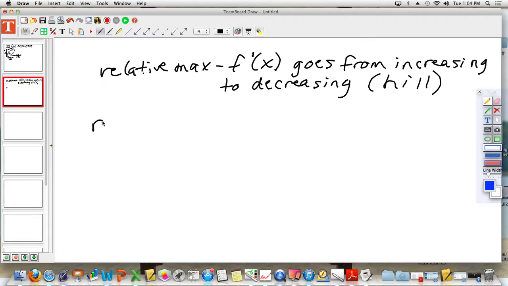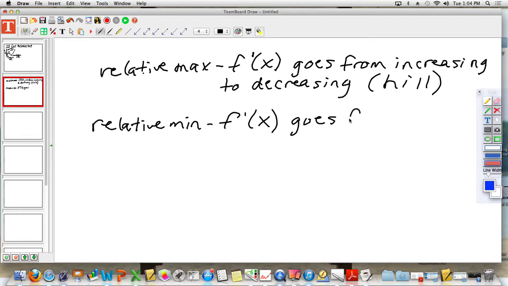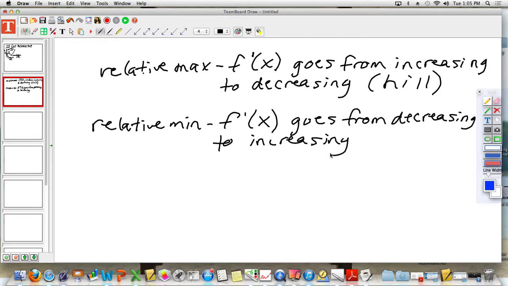And then the relative minimum means that the derivative, which of course means the slope, goes from decreasing to increasing. What do you think we could call it? Not a hill. A valley, yeah. We can call it a valley.